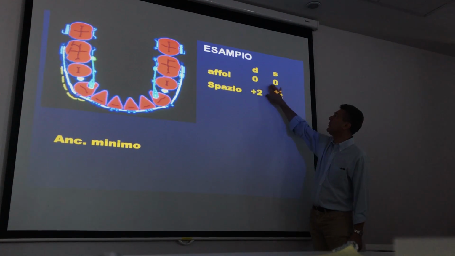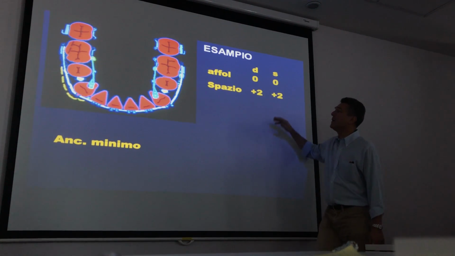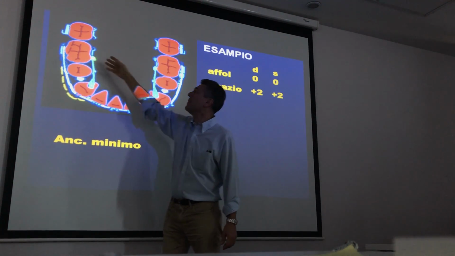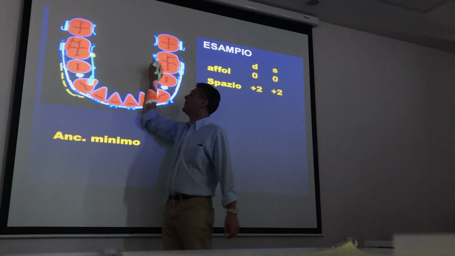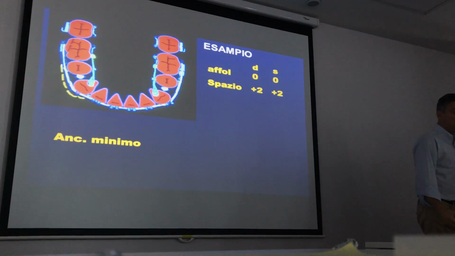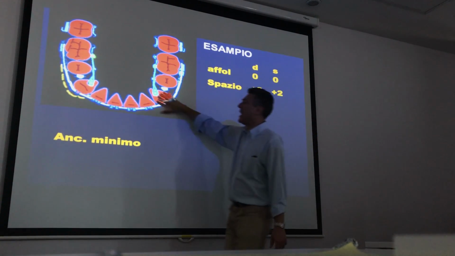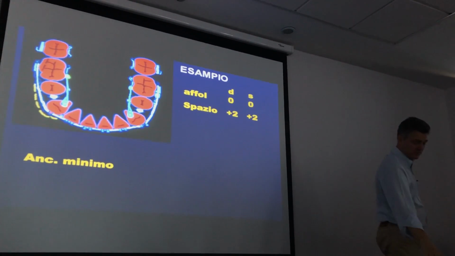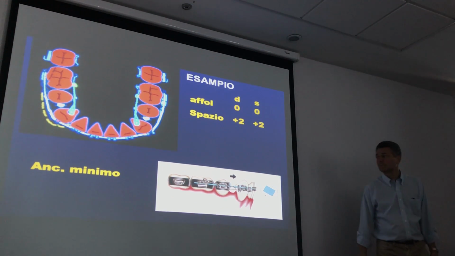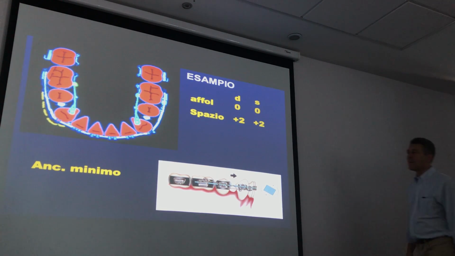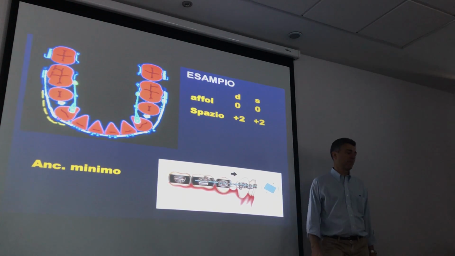Like this, we have 0 crowding, 2 millimeters of space. So that means that this has minimum anchorage here. But that minimum anchorage here means maximum anchorage here. So what do we need to do? We need to set anchorage in front because the situation has changed. Now you have to have maximum anchorage in front to bring this forward.